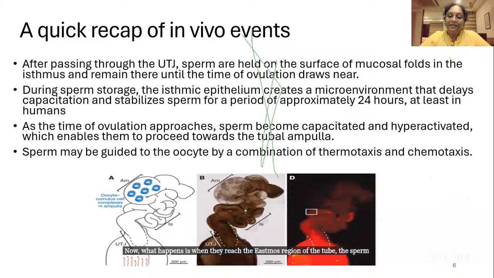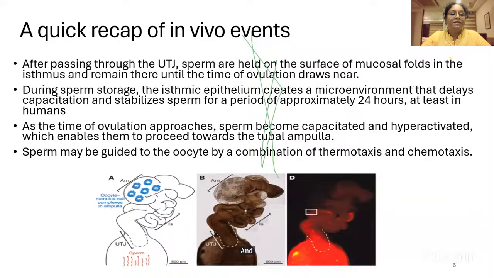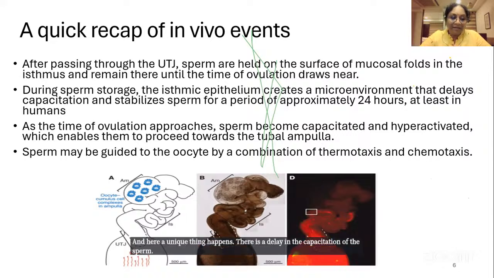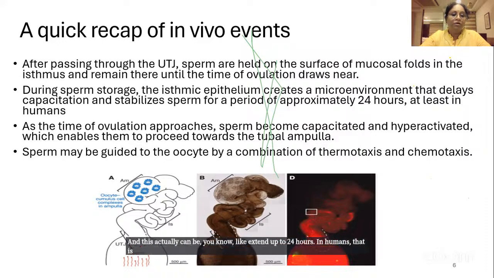Now, when they reach the isthmus region of the tube, the sperm stay in that microenvironment. And here a unique thing happens: there is a delay in the capacitation of the sperm, meaning they are stabilized. They are not ready for fertilization, they are maintained in that phase. And this can extend up to 24 hours. In humans, that is what they have found out.